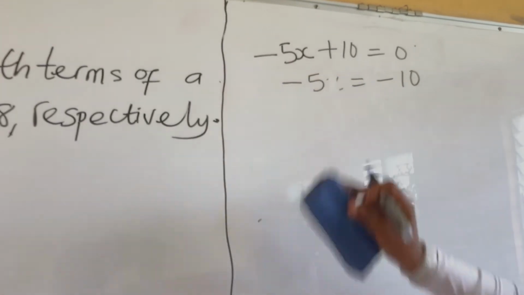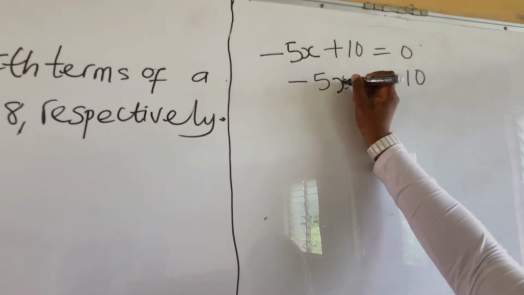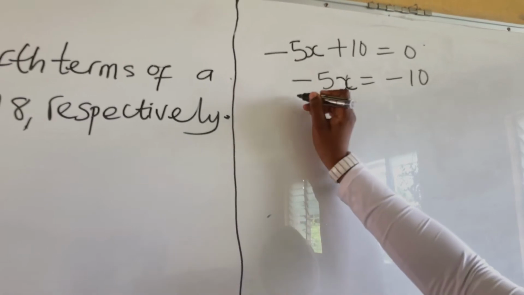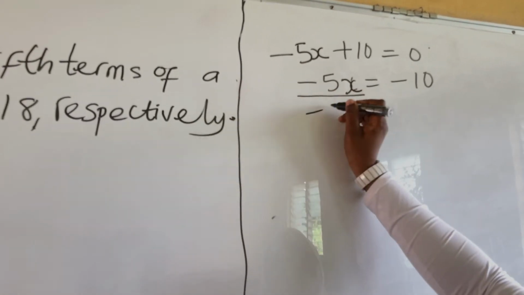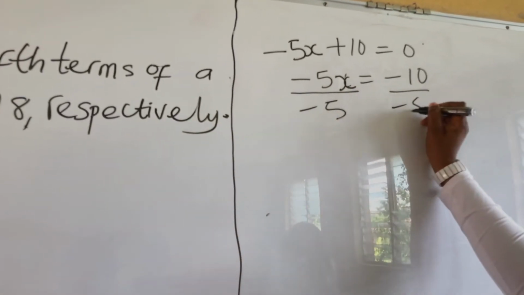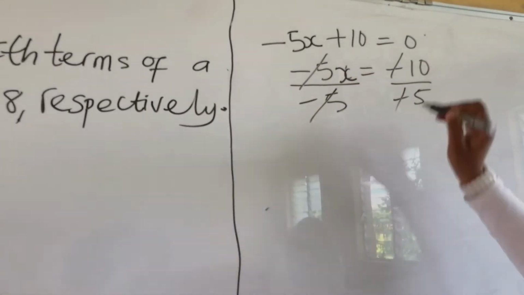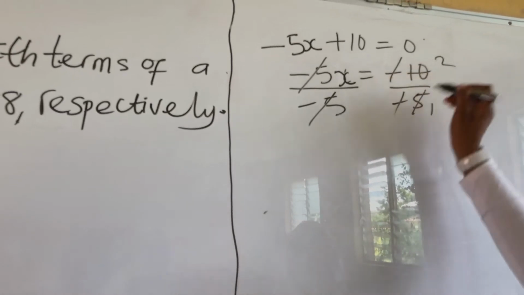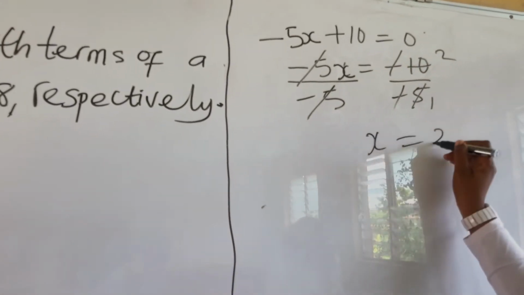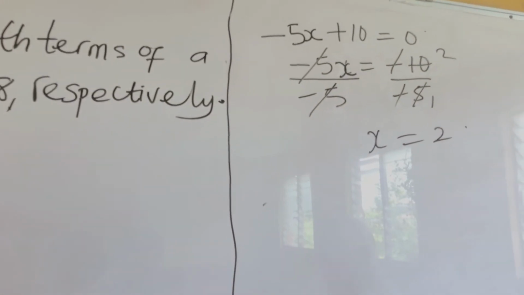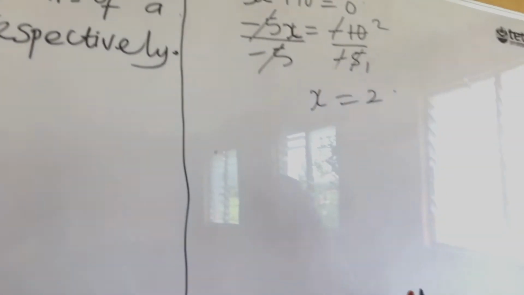Let me write this x. Dividing both sides by minus 5, minus 5 cancels minus 5, negative cancels negative, 5 here is 1, 5 here is 2. So the value of x is equal to 2. So that is what they asked us to find. They asked us to find the value of x.